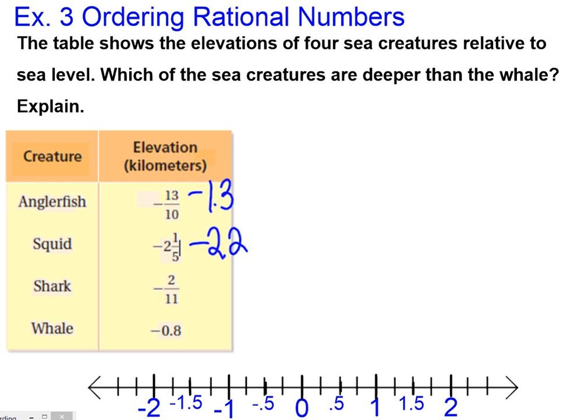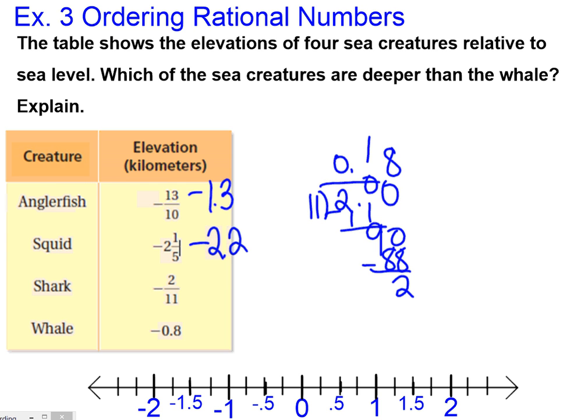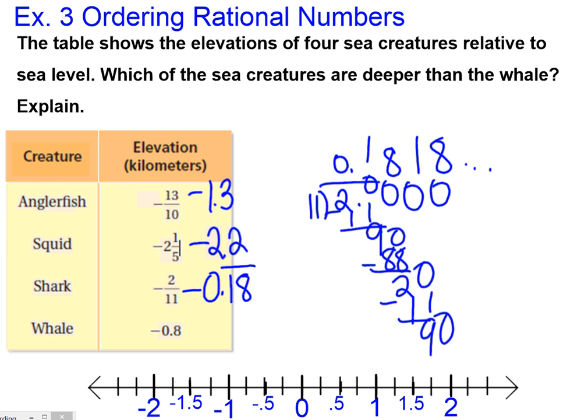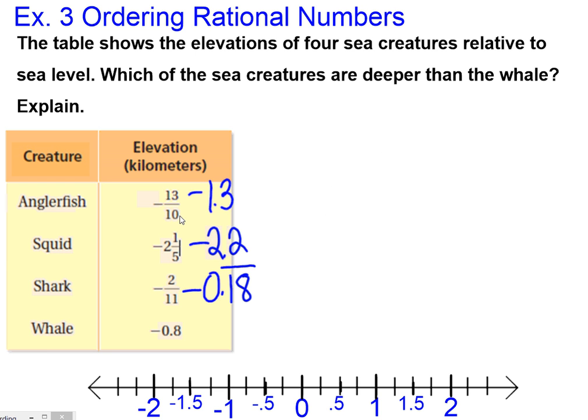Now 2 over 11, I'm going to work this one out. 11 goes into 2 0 times, but it can go into 20 once. Subtract 11 and you get 9 left over. 11 goes into 98 times. Subtract 88, you get 2 left over. Keep going. Add a 0. 11 goes into 20 once. Subtract 11, you get 9. And I'm starting to notice a repeating pattern here, and I think this is going to go on forever. So I'm going to rewrite this as negative 0.18 with a bar above the 1 and 8 to show that it repeats. And the last decimal is actually done for us. So this stays negative 0.8.